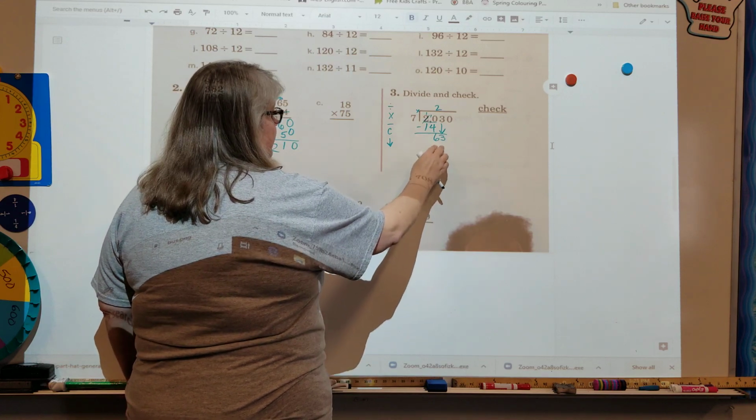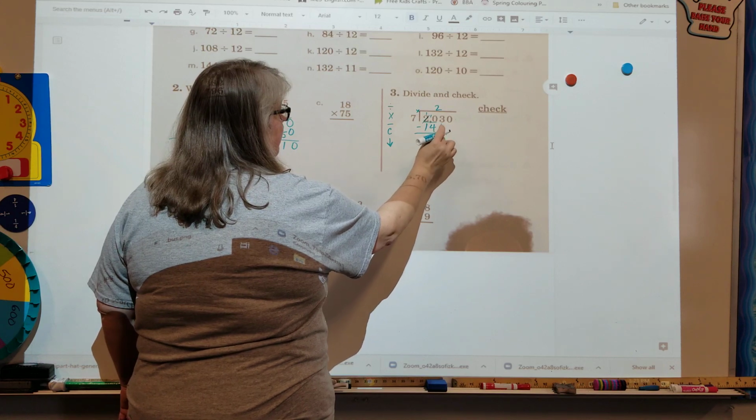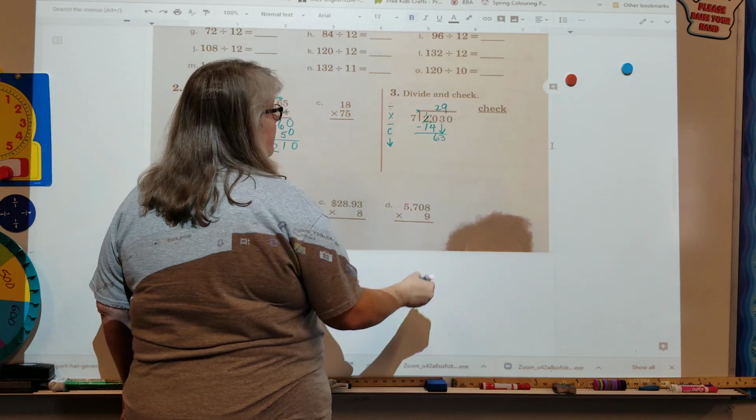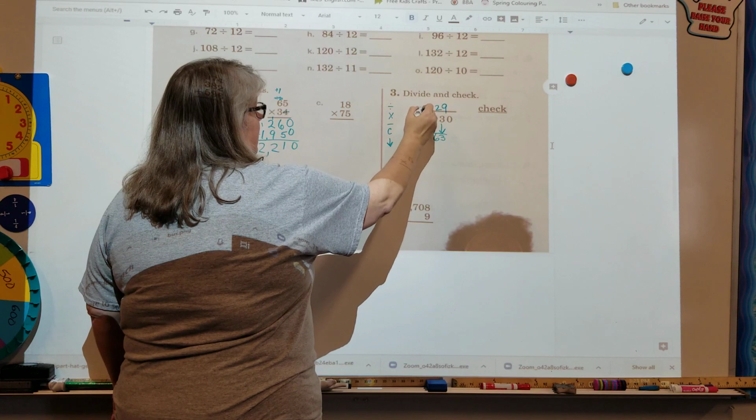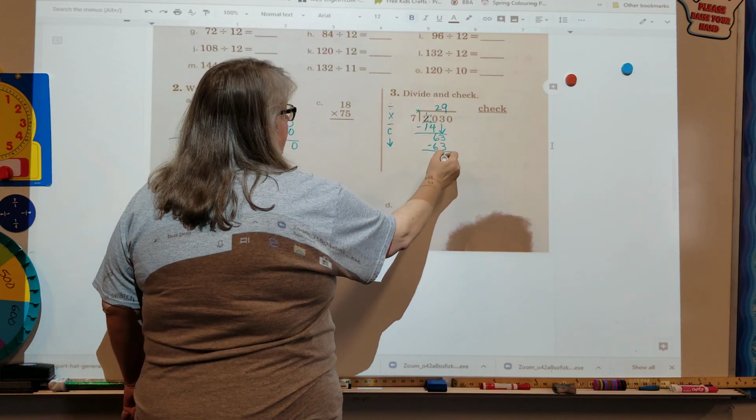Remember what I said about the 9s? 6 plus 3 is the same as 9. And if you remember right, that would be 9 times. And actually, 9 times 7 is exactly 63. So let's subtract. There's none left over.